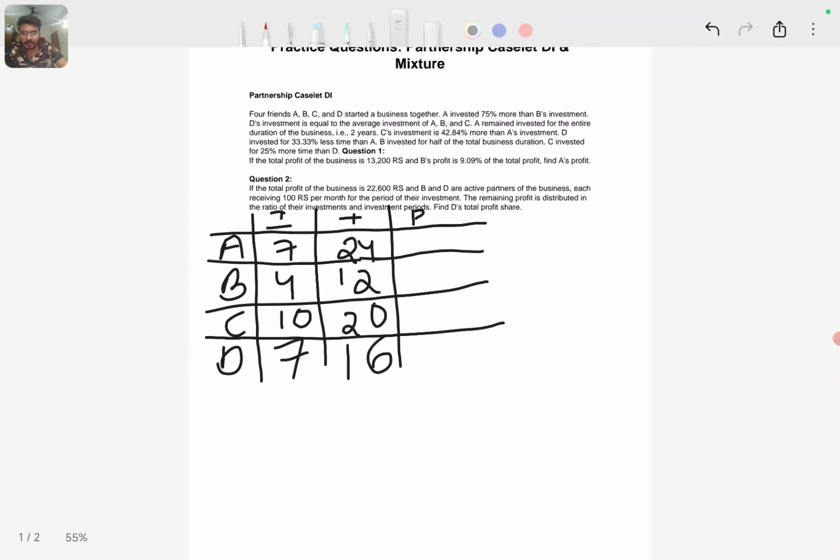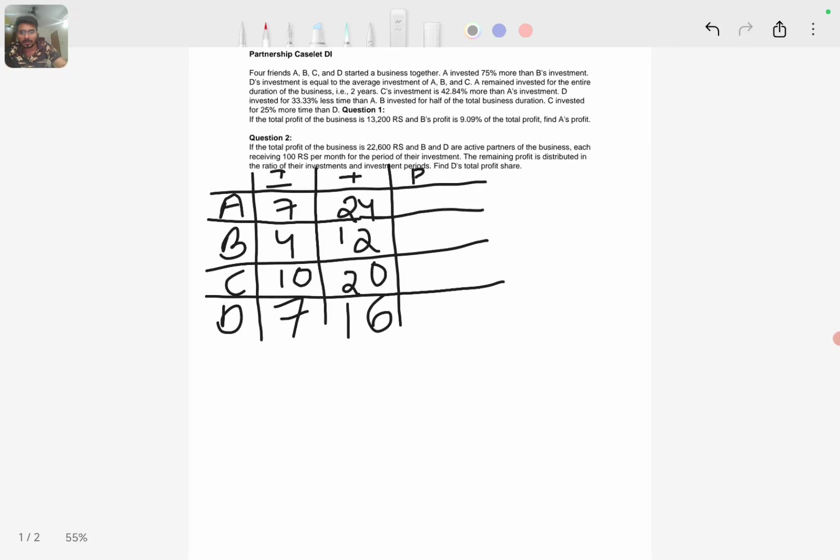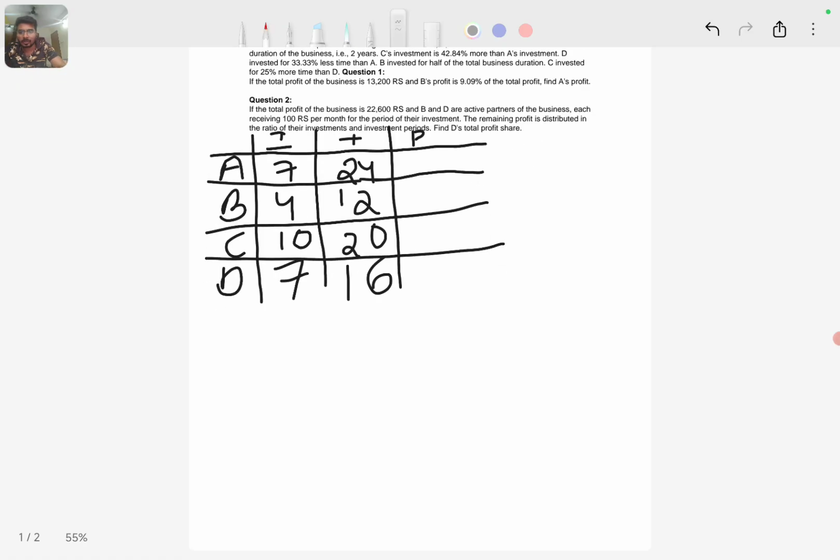Okay, so let me tell you one thing. So here the investment values are not real values. These are the ratios which we are discussing since the start of this DA. So we got the investment and time data, so that we can get the information about profit. So let me take the investment in the one row.